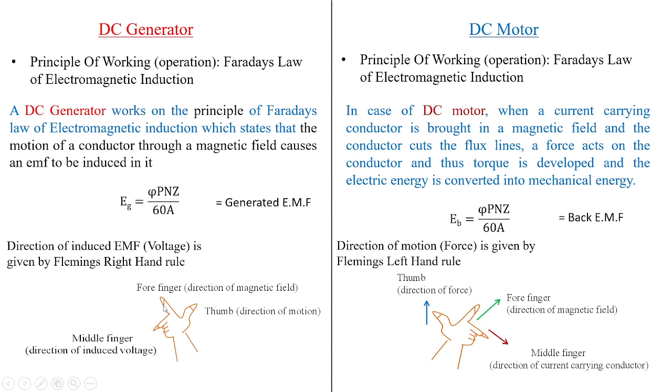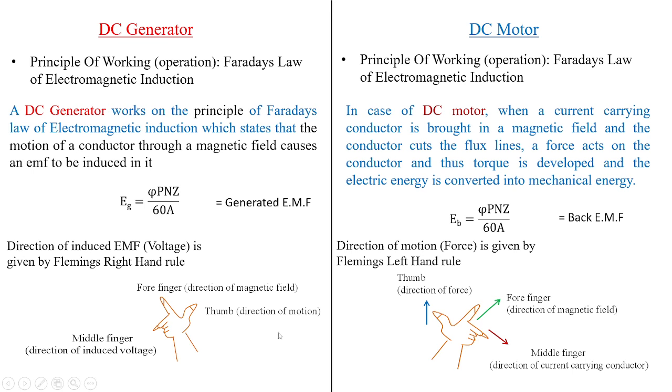See, in both the cases, the forefinger indicates the direction of the magnetic field. That is the first important part. Then, in the case of Fleming's right hand rule, the thumb indicates the direction of motion and the middle finger indicates the direction of induced voltage. Whereas in Fleming's left hand rule, the main field is the magnetic field, which is given by the forefinger, and the middle finger indicates the direction of the current in the current carrying conductor. Then the motion is given by the thumb. So that is the difference between Fleming's right hand rule and Fleming's left hand rule. You should remember that for a generator we use the right hand rule and for a motor we use the left hand rule.